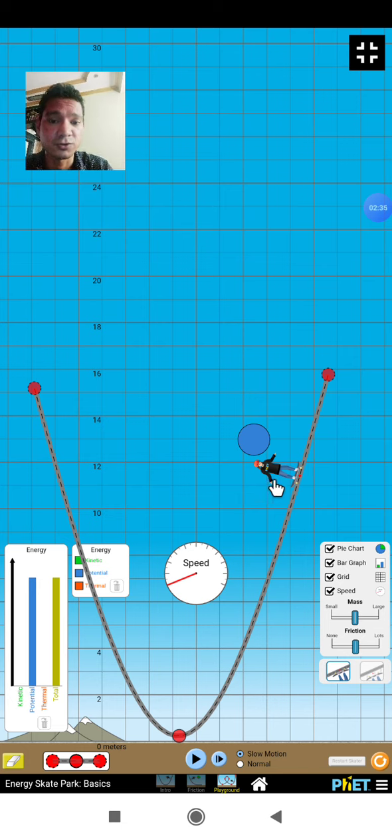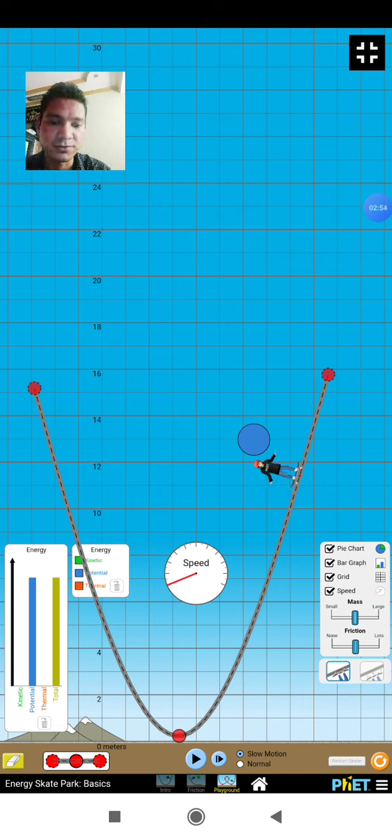Very important position. We will begin from this position only in case of all the numericals. We always begin from this position only. So at this position, total mechanical energy is equal to potential energy. Very important point. You just need to remember that.